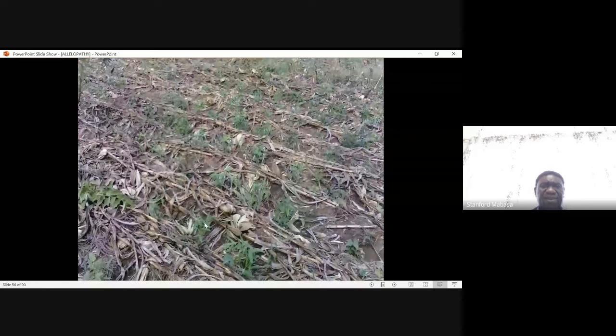So again, this is maize mulch. But in some cases where you have livestock production, this mulch, instead of mulching, could be fed to livestock.